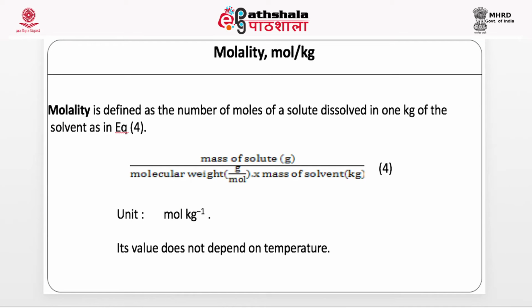In this case, instead of volume, we use solvent kilogram. Molality is defined as the number of moles of solute dissolved in 1 kilogram of the solvent. Therefore, the unit is mole per kilogram, as in equation 2. Molality equals mass of solute in gram divided by molecular weight into mass of solvent in kilogram.